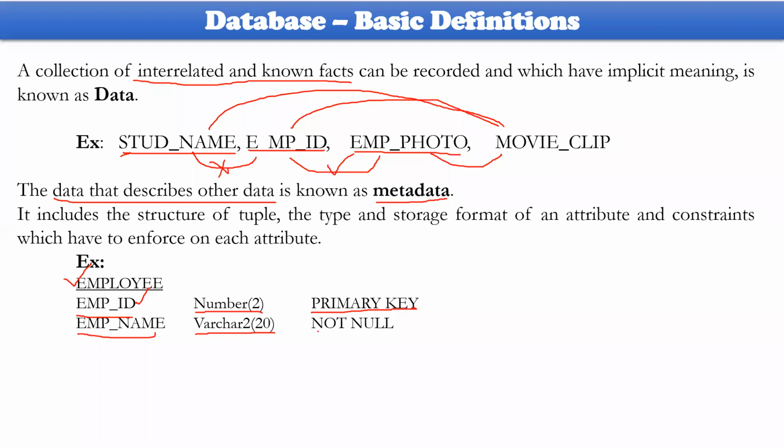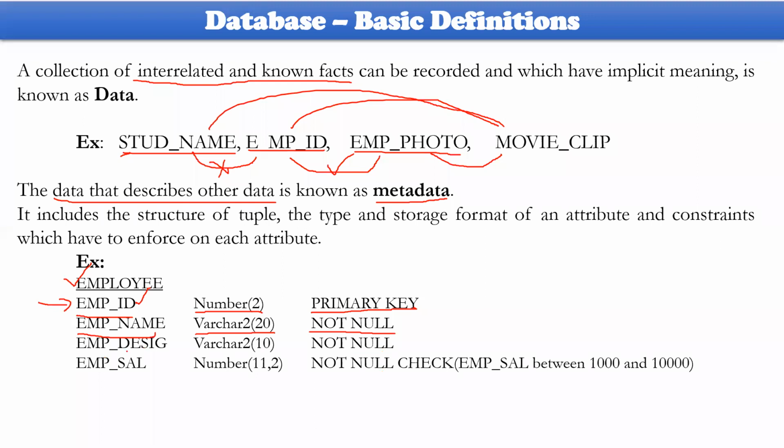And it must be taken into account when we are supposed to fill the data into any application. So therefore, this is a definition. Such kinds of definitions are called metadata here. Let us take some more. Employee designation and employee salary. You can observe this one.